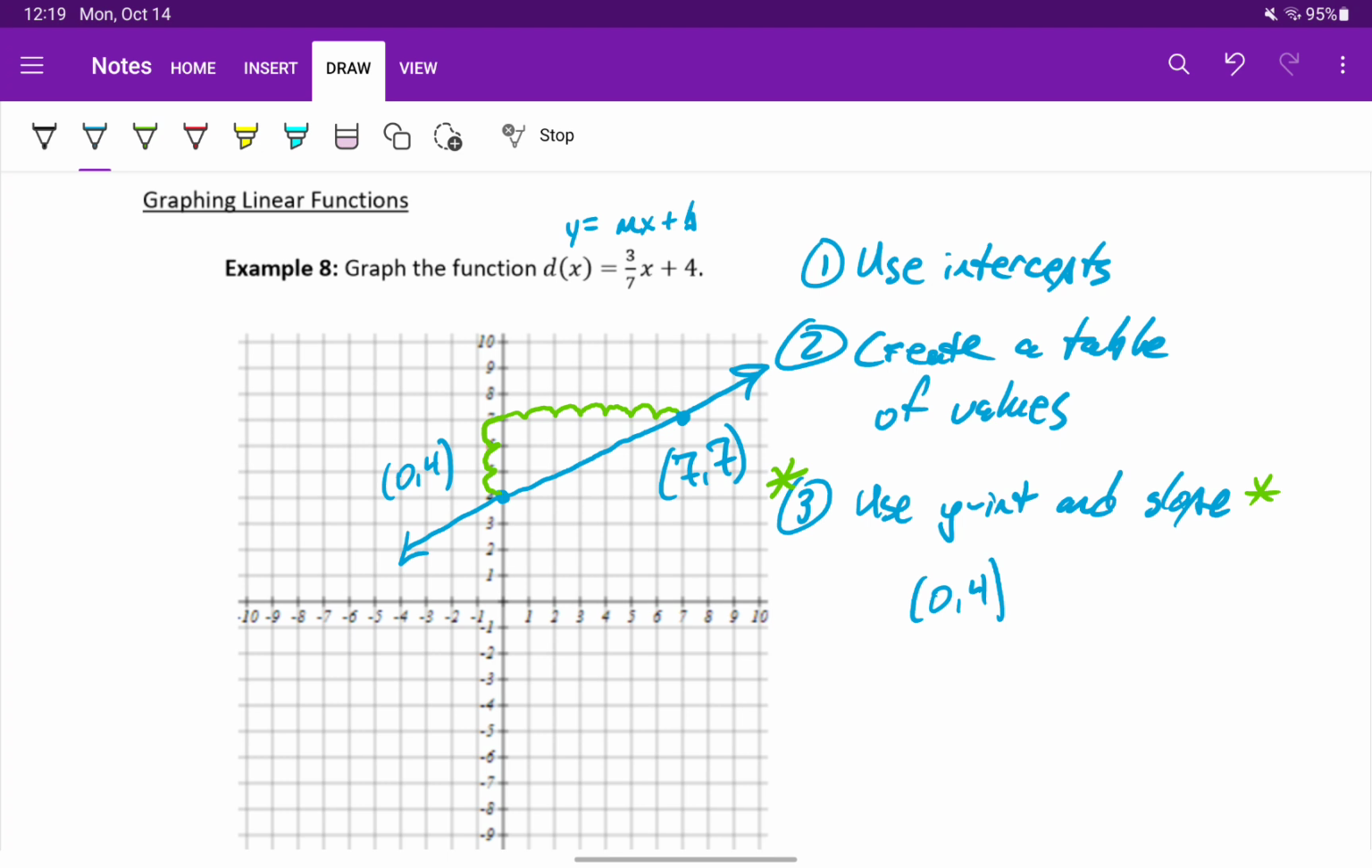Again, the other two methods work, but when we have the slope and the y-intercept, assuming that our y-intercept is a nice whole number or something that's easy to plot, we can use the slope as rise over run to move up or down and to the right to get to that next point.